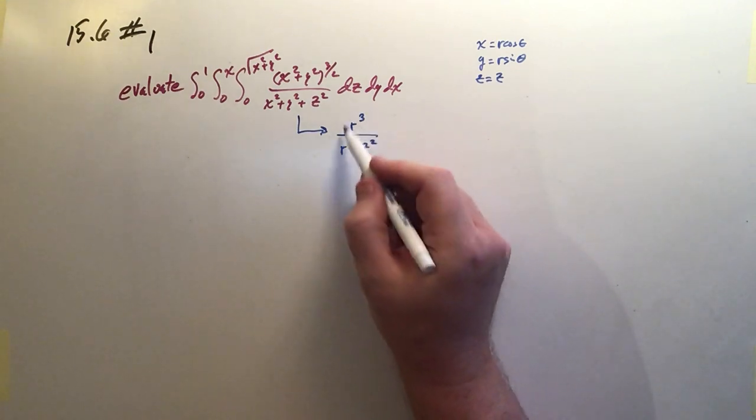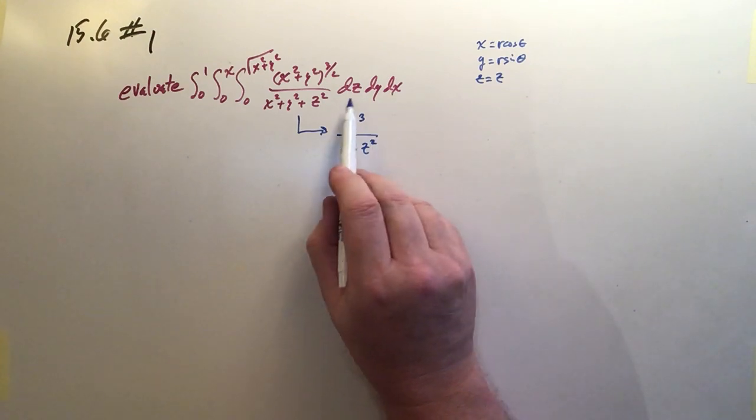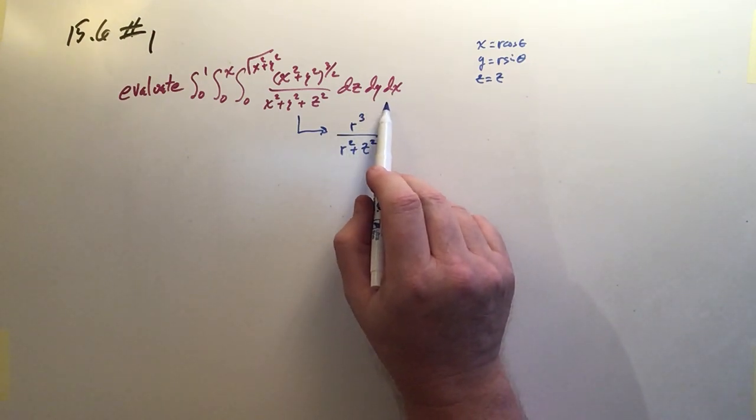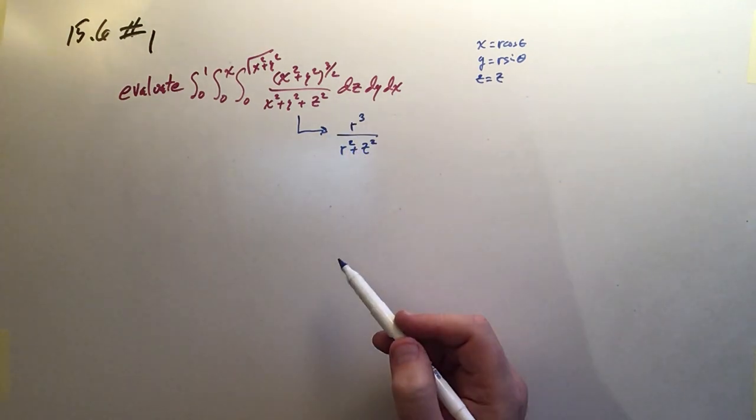And then I know this will turn into an r to the 4th because when I replace dx, dy, dz with dr, d theta, dz, there's really going to be an extra r in there. But I'll wait and do that in a bit.